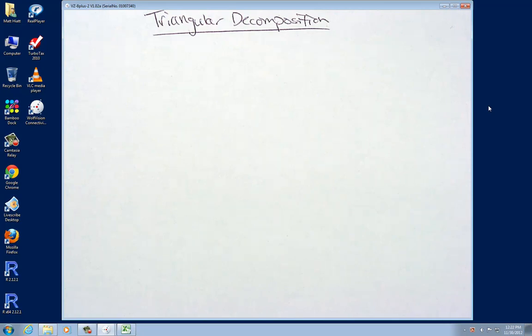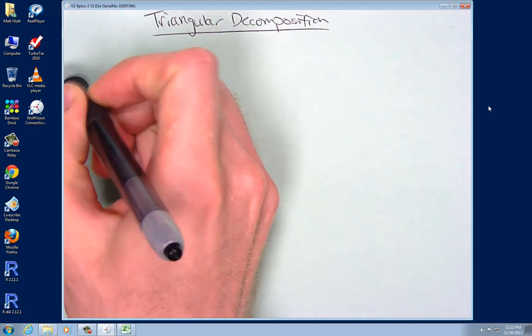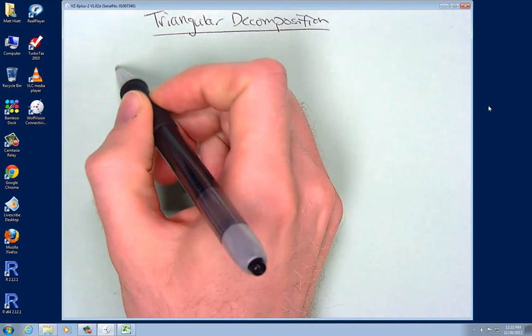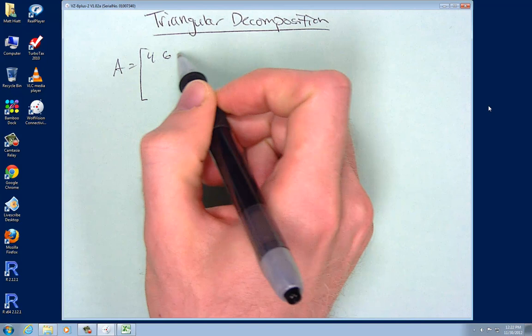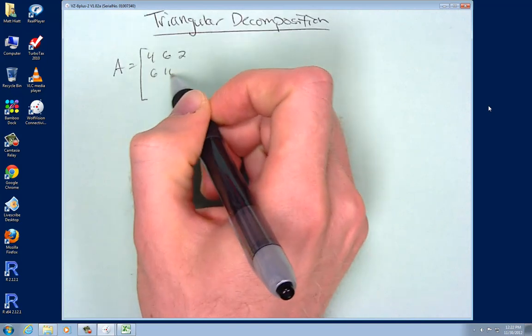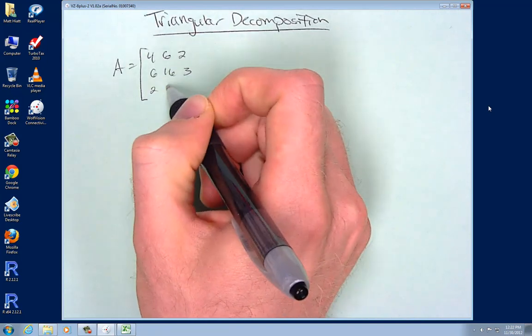Now, remember we have matrix A, which is a simple 3x3 square symmetric matrix. Let's move that over here. It has the values 4, 6, 2, 6, 16, 3, and 2, 3, 9.